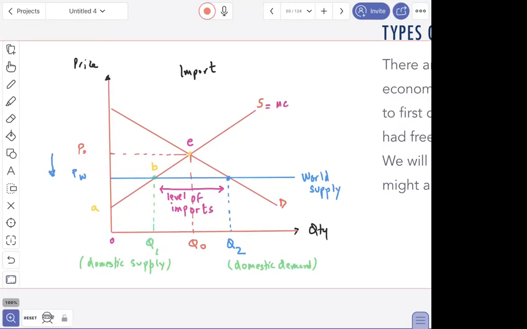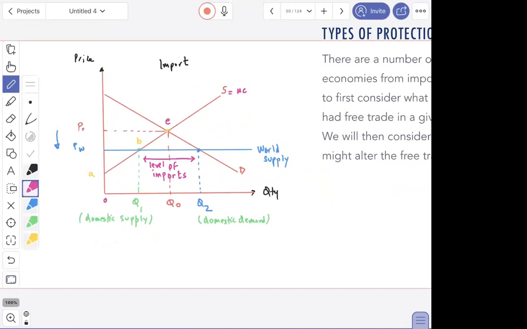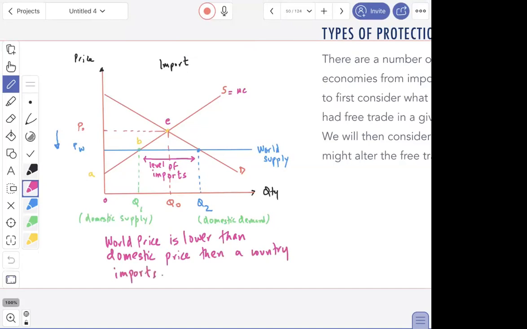So in other words, what I'm trying to say, and I want you guys to draw this diagram as well, is that if the world price is lower than domestic price, then a country imports. You're an importer because the world price is lower than the domestic price. Do we get that?